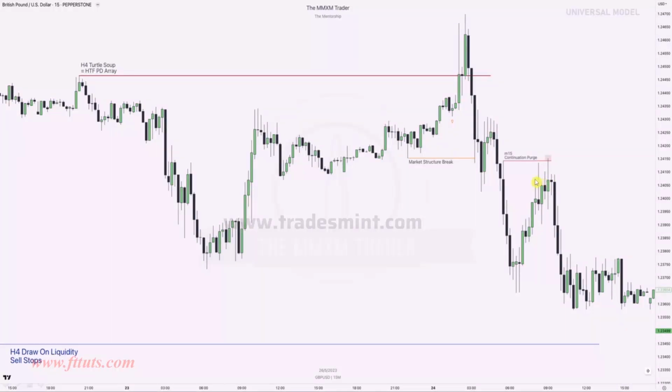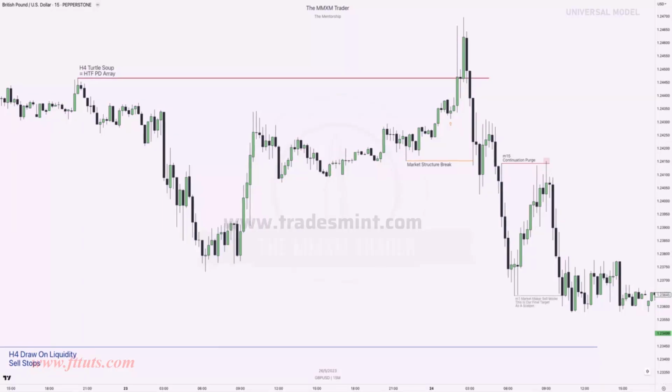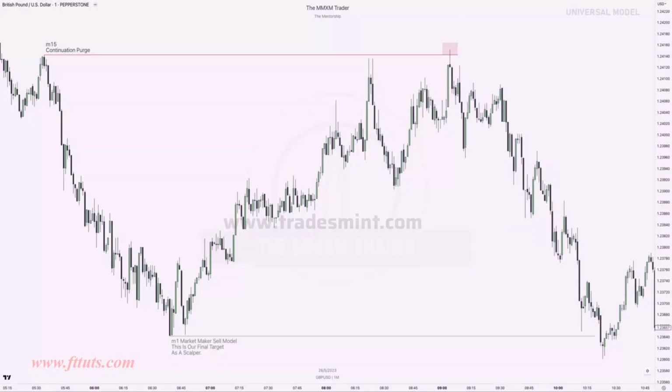So we have that 15-minute continuation purge. And now it's time to go to that short-term perspective, right? We're going to use a 1-minute time frame to look for our entry setup. Market maker sell model will be in this area over here, right? From this range low to this range high, because we purged that 15-minute time frame over here. And we're going to dive into the 1-minute time frame and see how that looks.